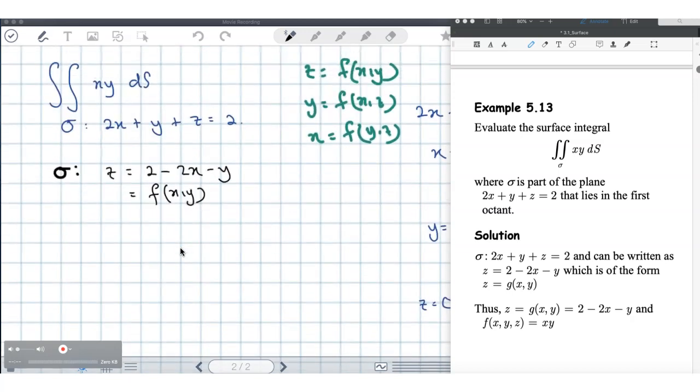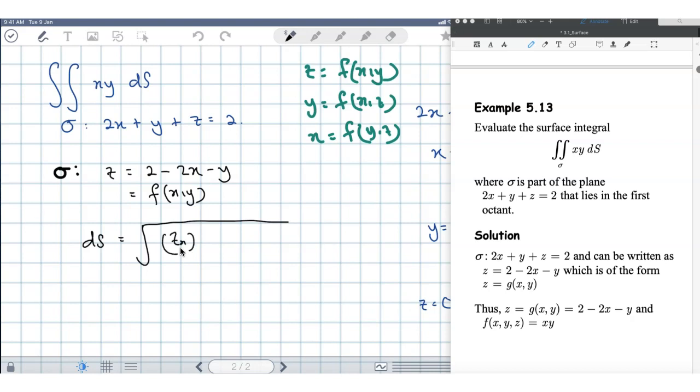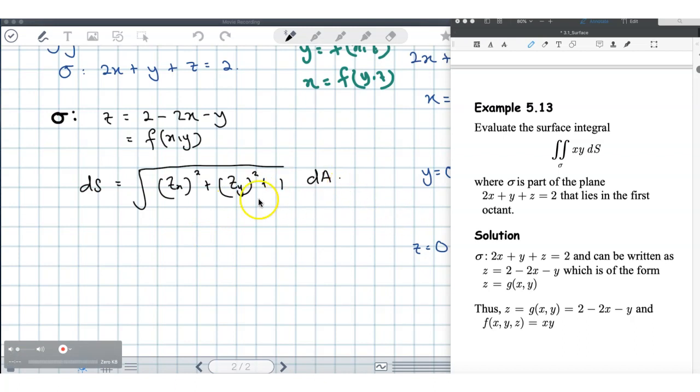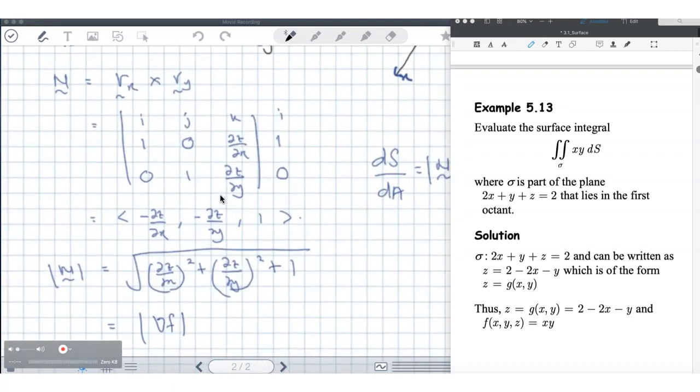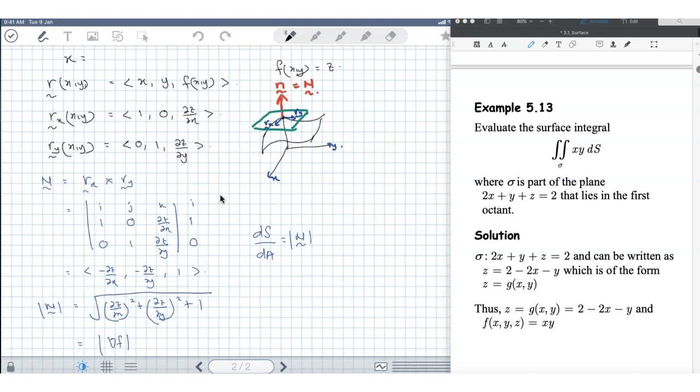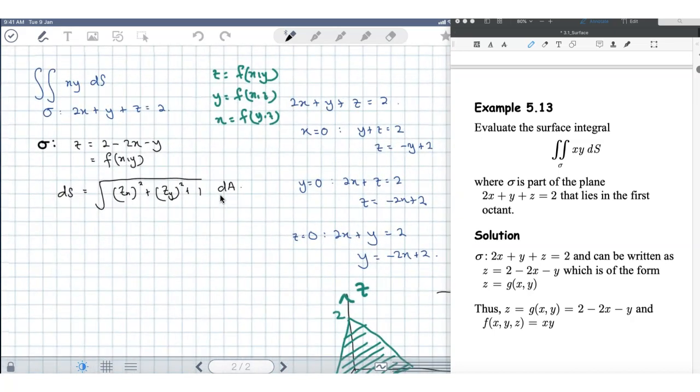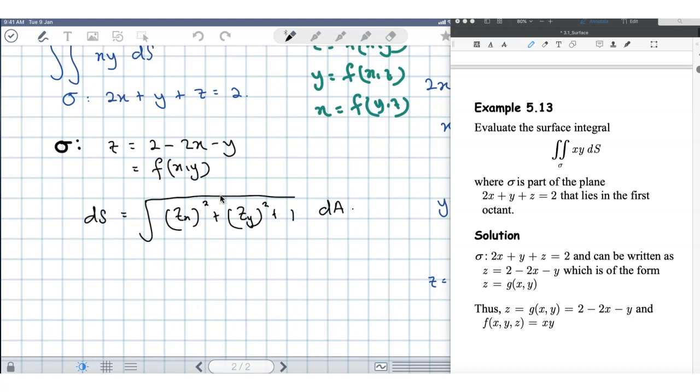So then we have to find the dS in terms of dA. We apply the gradient, where you differentiate z with respect to x squared plus z with respect to y squared, plus 1, dA. As I mentioned before, you don't need to provide all this calculation that I showed you. I just want to explain how we get this particular formula. If you are not interested in more detail, you can skip that, but it is very important to know how to calculate dS in terms of dA.